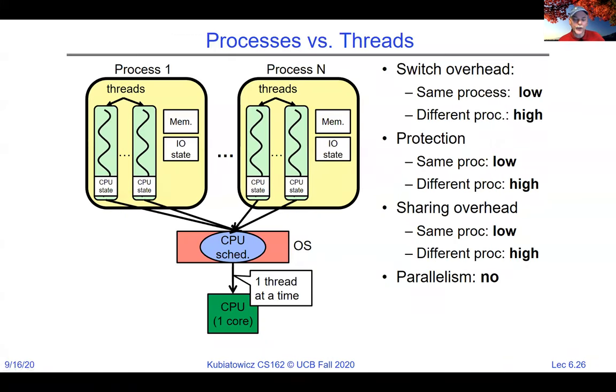Just to show you a little bit, our model has a CPU, potentially one CPU. Each process may have multiple threads, and there might be multiple processes. The switch overhead between threads in the same process is low because it's easy to switch threads, and between different processes it is higher. We saw that factor of 30 or 40. The protection between threads in a process is low. That's by design; they can share memory with each other. Between different processes, it's high, which is also by design to protect processes from one another. The overhead of sharing is low inside a process because threads can just share memory, and between processes you have to do IPC. And there's no parallelism, only concurrency. In this instance, there really is only one thing actually running at a time.